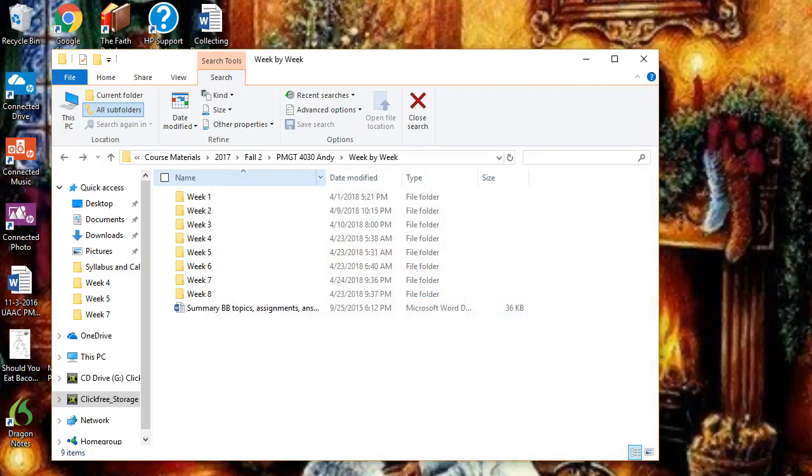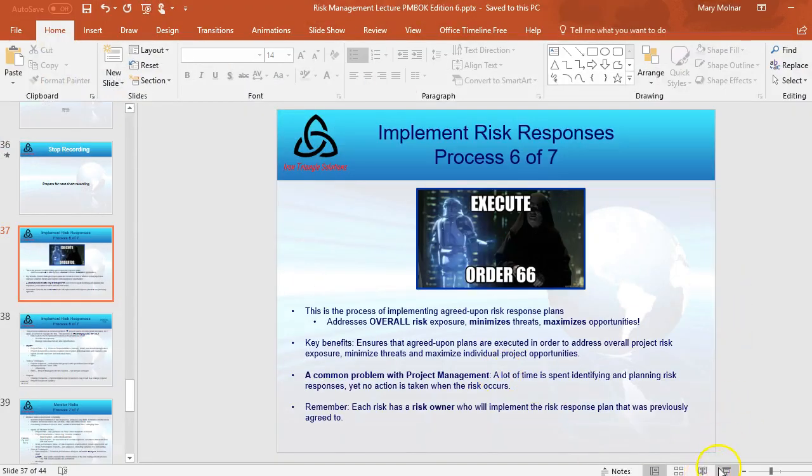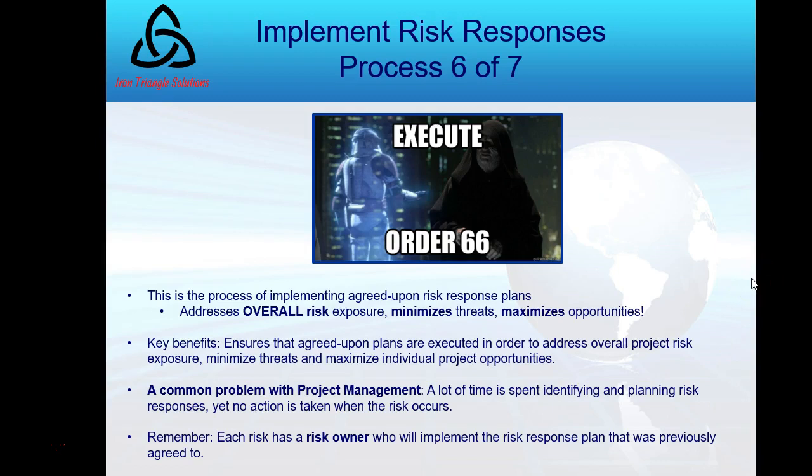Excellent. So, as we do implement Order 66, this is the process of implementing those agreed upon risk response plans that we just did do in risk response planning. There are a lot of benefits. Some of them are that they're executed in order to address the overall project risk exposure and also to minimize the individual risks, such as threats and minimizing threats and to maximize opportunities.